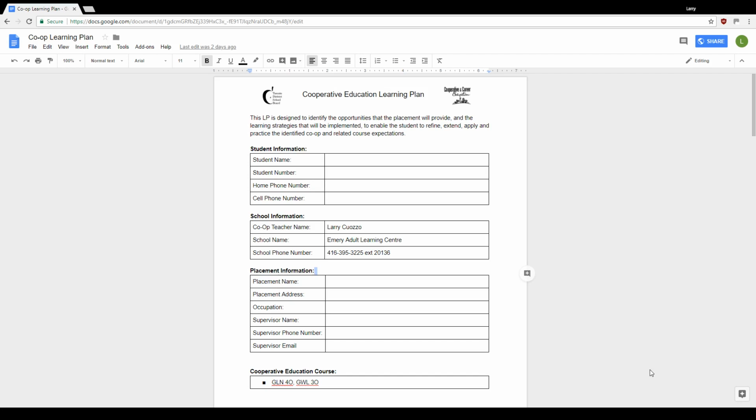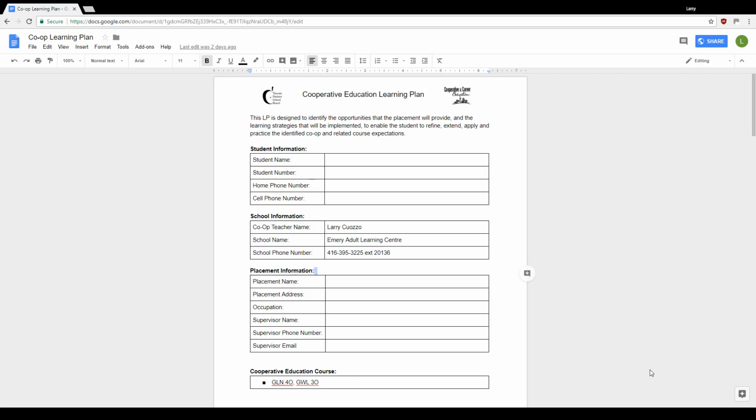You can fill it in and then save it and email it to me, and then I will print it out and put it into your file. This will stay in your file at the school. The idea behind the learning plan is what you're trying to accomplish during co-op. Why are you taking co-op? What do you want to accomplish? What do you want to learn? What do you want to come out of co-op?